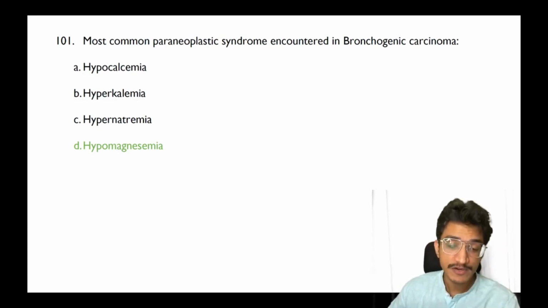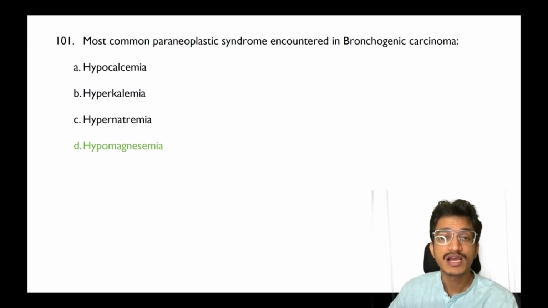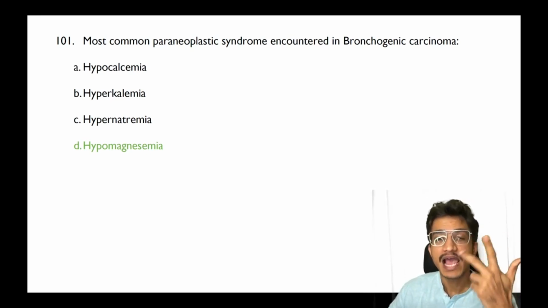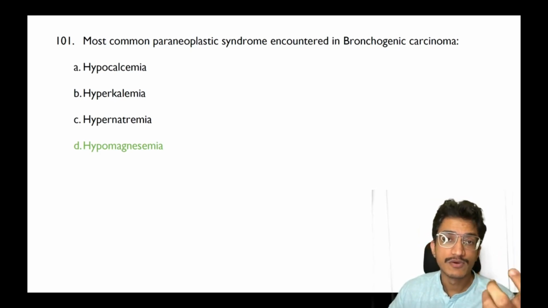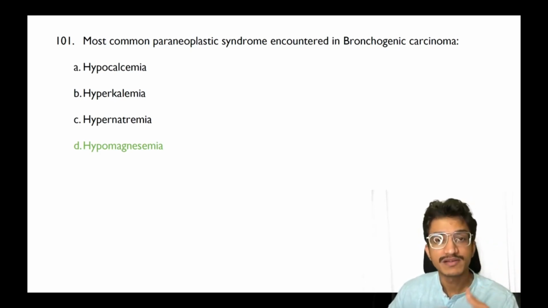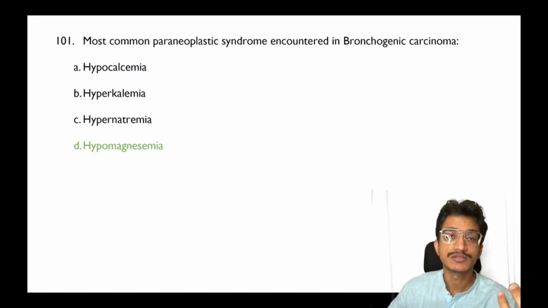But I have not been able to find a proper reference for this question. But what I can say is that lung carcinoma paraneoplastic syndrome leads to hypercalcemia, hypokalemia and hyponatremia. So we need to go and see the proper recall, or if you have a reference kindly share it with us so that we can also share it with the other students.